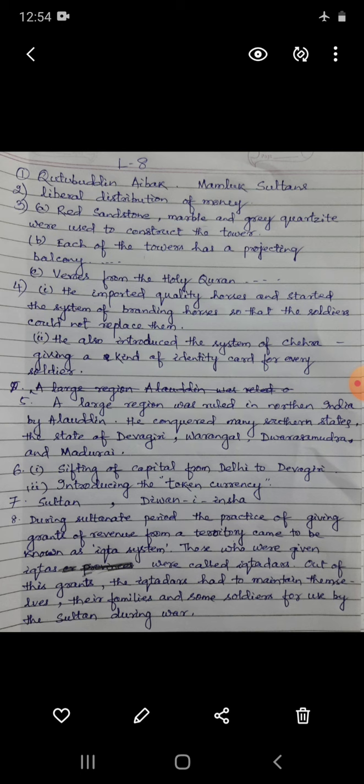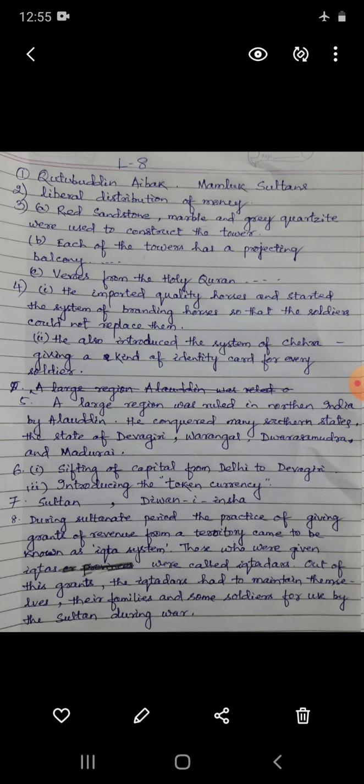Okay. Then after that, question number 6. Mention the two controversial steps taken by Muhammad bin Tughlaq. Here only write 2 points. No need to explain here. Point 1, shifting of the capital from Delhi to Devagiri. Point 2, introducing the token currency. Then question number 7. Who was the commander-in-chief of the army during the Sultanate period?